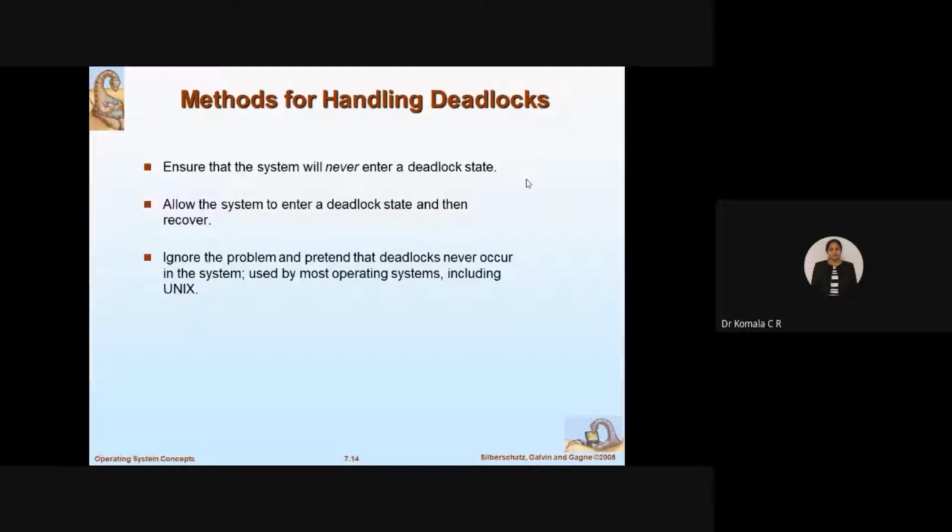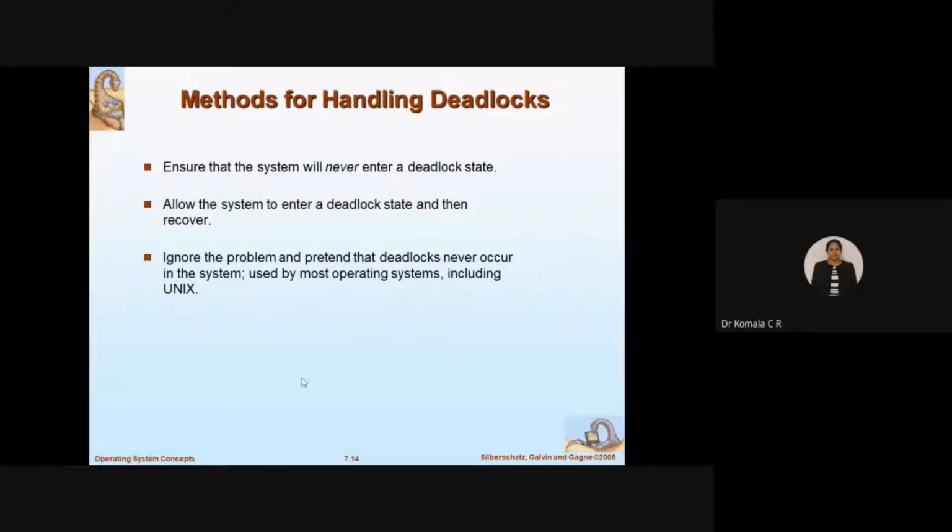If you could not control or avoid it, and your system has entered a deadlock, then what is the next option I have? Try to recover it. That is how we handle deadlocks. Third, if you are unable to recover, what can I do then? Ignore the deadlock problem and pretend that deadlocks never occur in the system. These are the approaches used by most operating systems, including Unix.